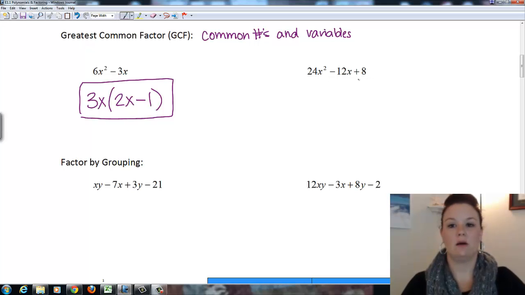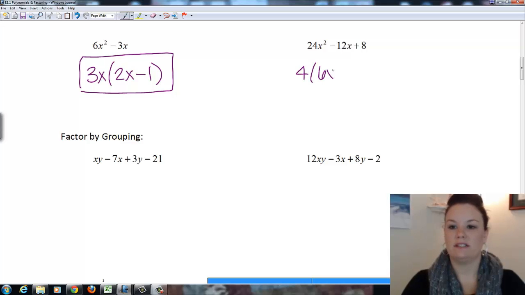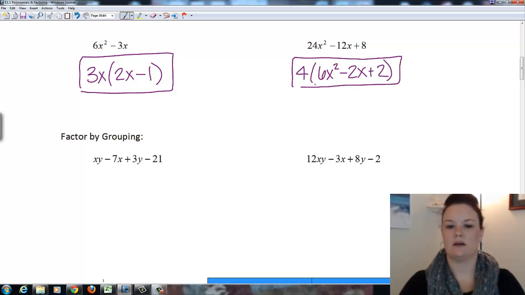I'm looking for greatest common factor. Notice not all three terms have a variable. If they don't all have a variable, then all we can look for is a number greatest common factor, which in this case, the number that divides all 24, negative 12, and 8 is the number 4. So if I take out a 4, I'll be left with 6x squared minus 2x plus 2. And that's as factored as I can get. Okay, I'm not going to go further. This one may factor, but for the sake, I'm just looking at greatest common factor.